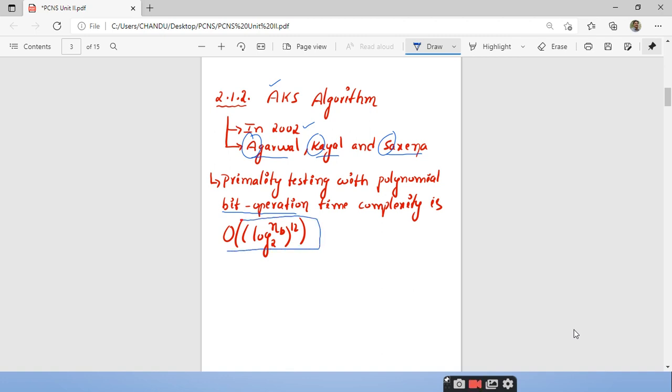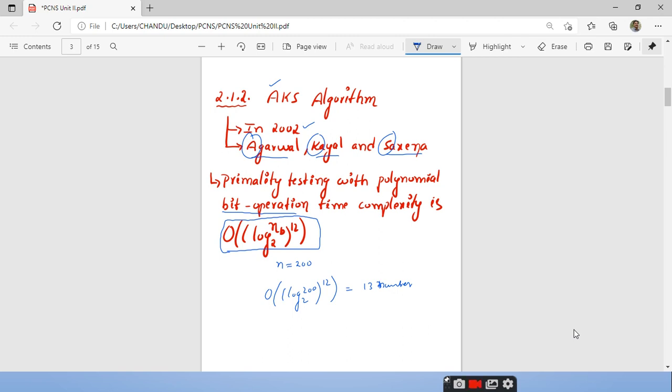The time complexity of the AKS algorithm is big O of (log n base 2) power 12. Right. So if you take the same example of 200 bits, the time complexity is around (log 200 base 2) power 12, which is something around a 13 digit number. It's a very large number.